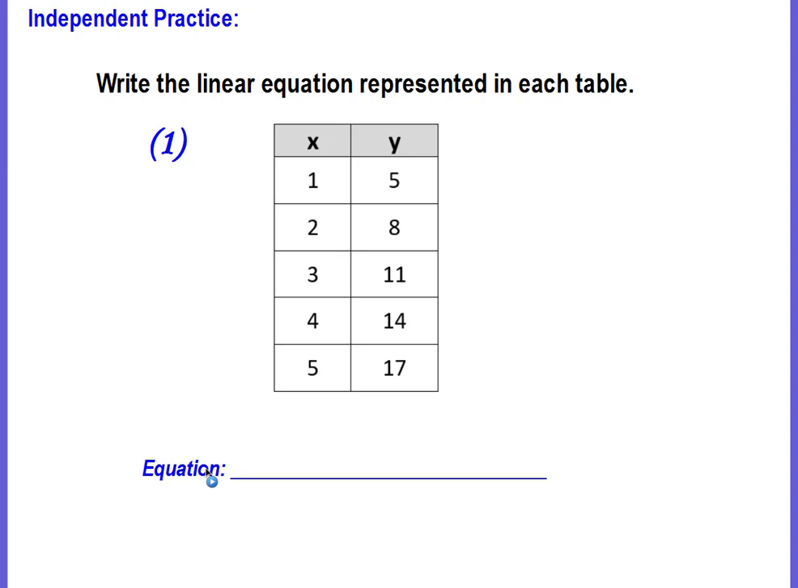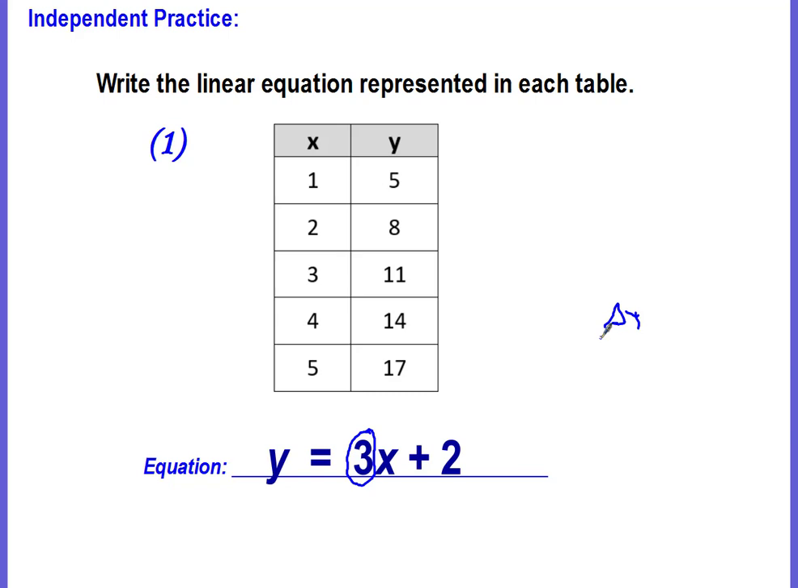Okay, problem number 1, you should have gotten the equation y equals 3x plus 2. This 3 is your rate of change. When you did your change in y over the change in x, it would have simplified to 3. This plus 2, this is the amount that you needed to add after multiplying by 3. So if I did 2 times 3, I would have gotten 6, and then I needed to add 2 to make the 8.